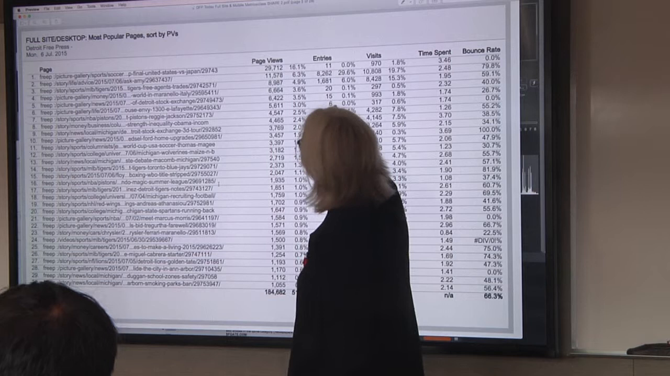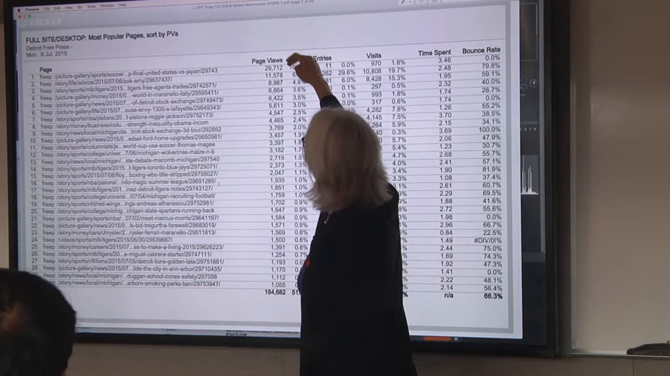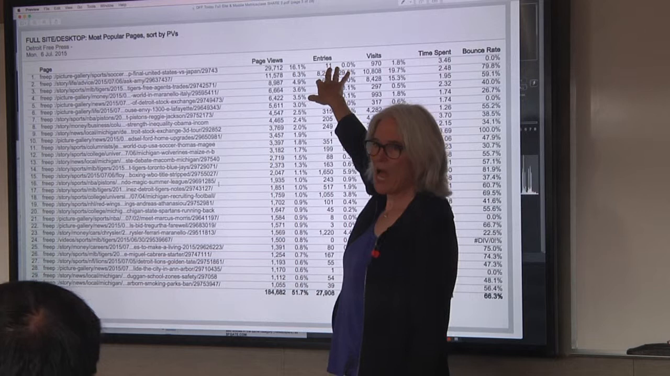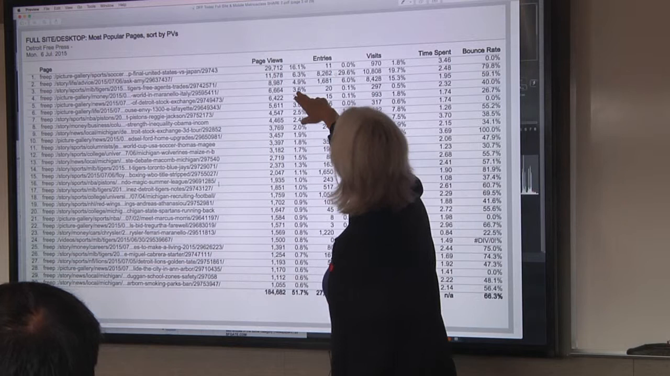So with this story, this picture gallery on soccer, it's got 29,000 views. It's got 11 entries. That's not really bringing new people. But look at this story right below it. It's got 11,000 page views. It's got 8,200 entries, okay?